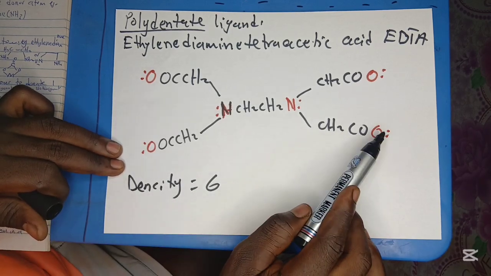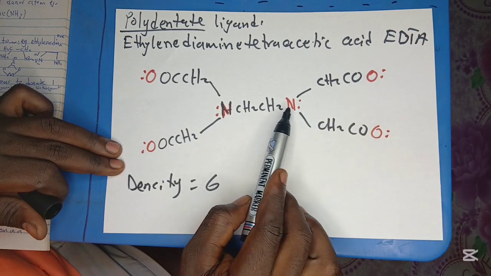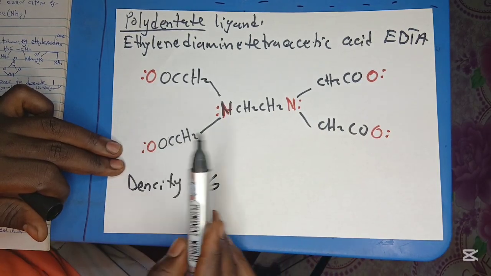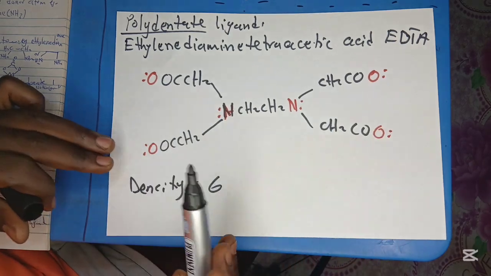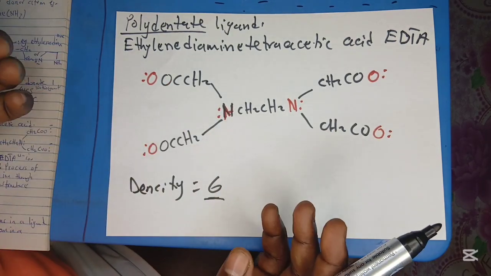Why 6? This oxygen can form a bond with the metal. This can also do the same. This nitrogen does the same. This nitrogen can also do the same. This oxygen can do the same. And this oxygen can also do the same. So 1, 2, 3, 4, 5, 6. That is why the denticity of EDTA is 6. So it has 6 donor atoms.